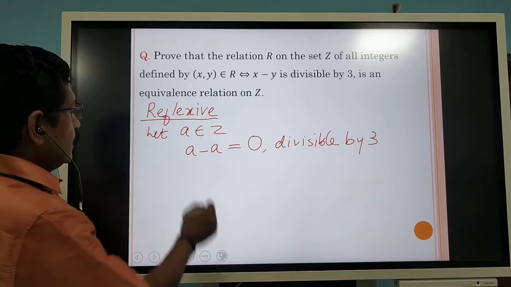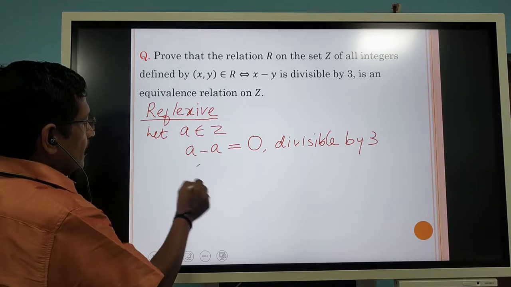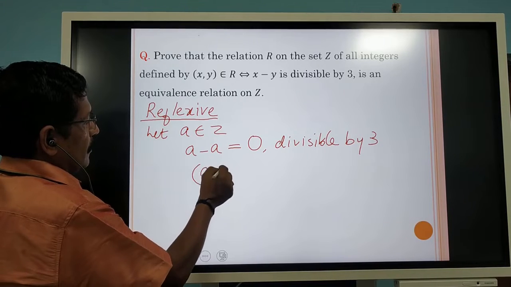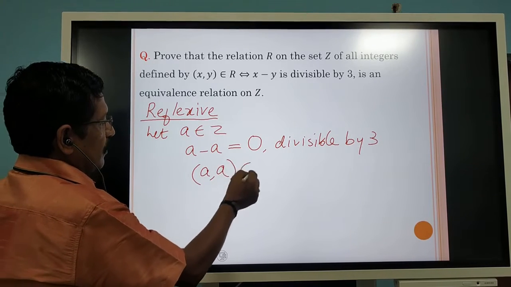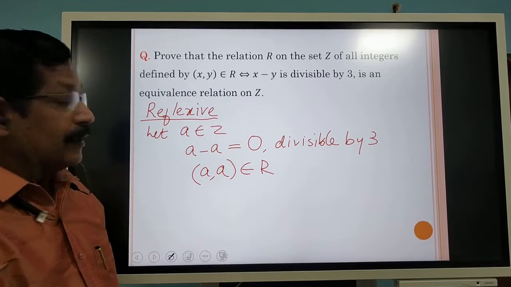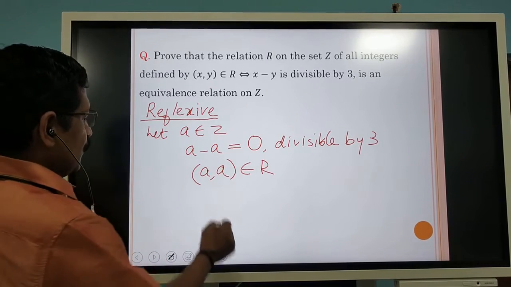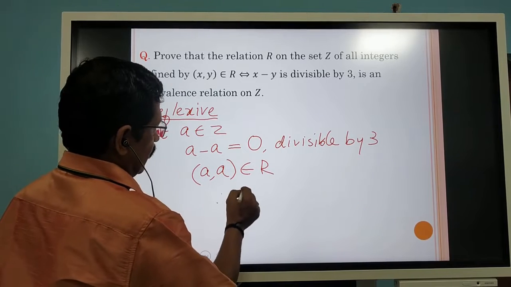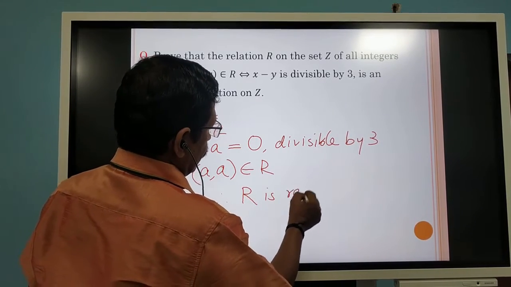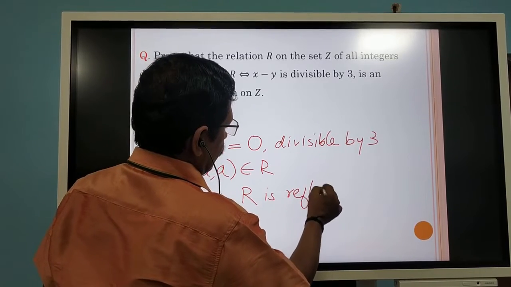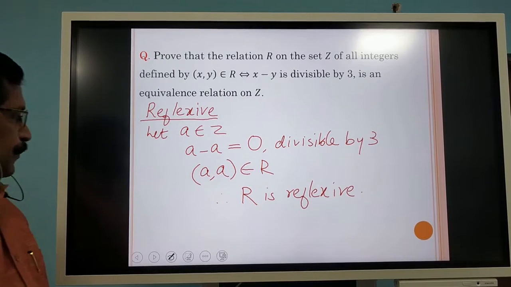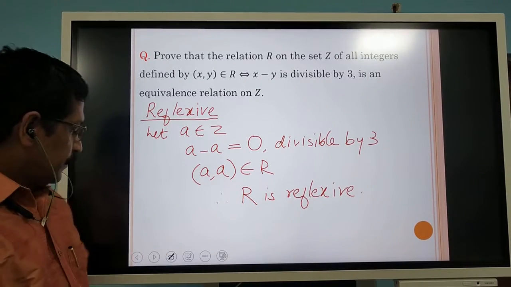Now, as per the definition of the relation, x minus y divisible by 3 means ordered pair (x, y) element of R. So, a minus a equal to 0 implies ordered pair (a, a) element of R. So, the relation R is reflexive. Therefore, R is reflexive. So, that part is over.